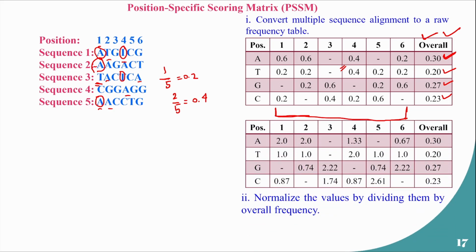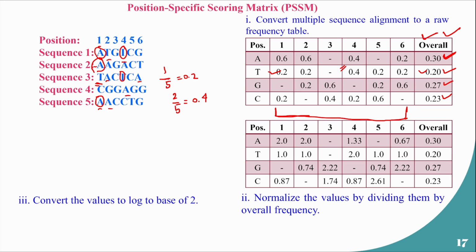And if you do that, you will get something like this. So 0.6 divided by 0.3 will be 2, and so on, right? So for example, here for threonine, 0.2 divided by 0.2, that will be 1. So here you have 1, and so on. So you have to just divide the value for each grid with the overall frequency of that nucleotide here.